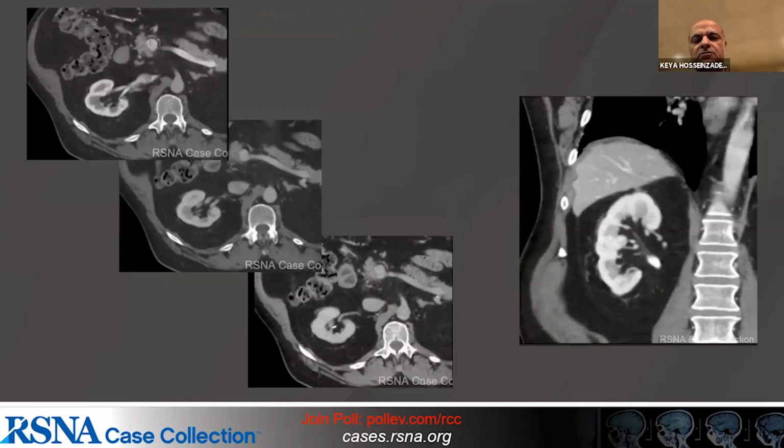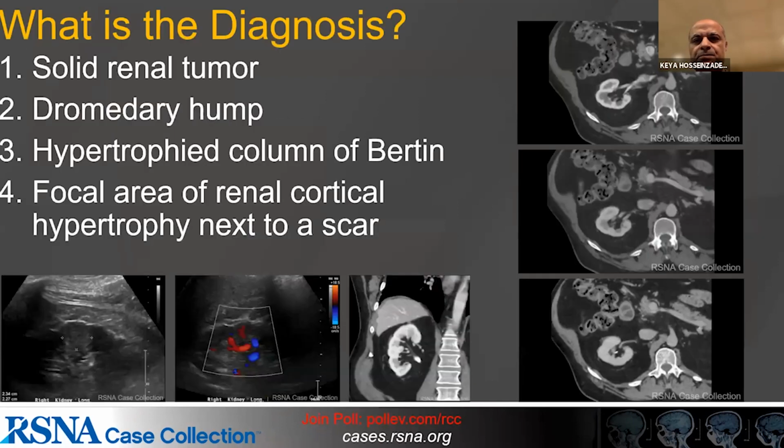So here we have a series of axial images at the same level, different time periods. The top one is corticomedullary. The middle one is in between corticomedullary and nephrographic. And then the last one at the bottom is the nephrographic/excretory phase. And then we have a coronal NPR image on the right. So let's spend a few seconds here. Let's move on to the next slide.